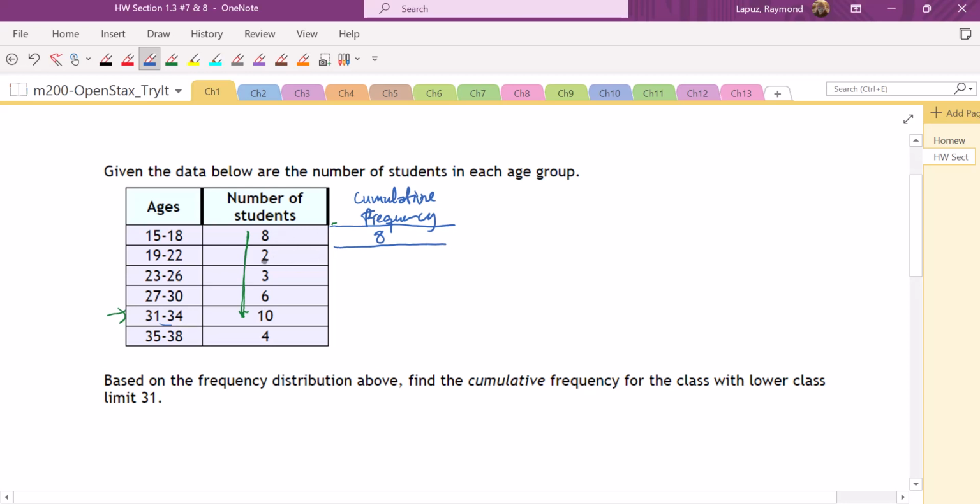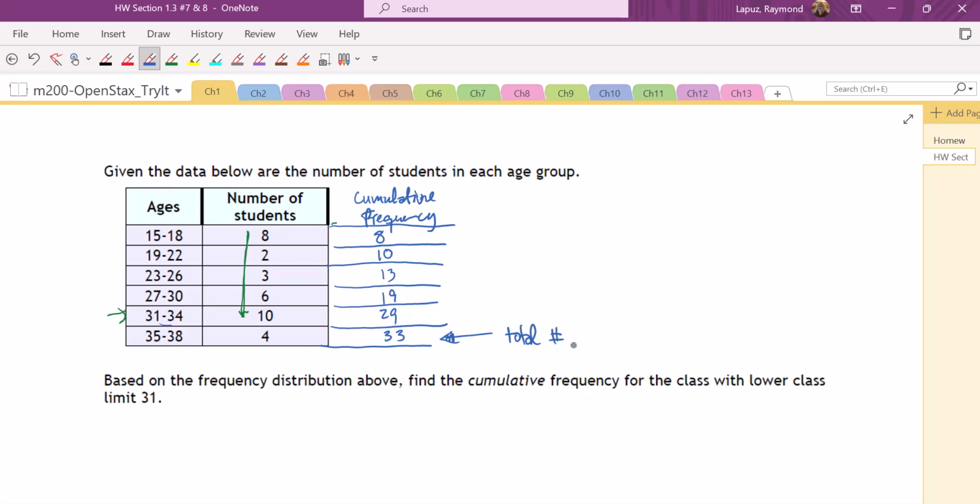So we have 8 for the first one. For the second one, the cumulative frequency would be 8 plus 2. And then the next class, cumulative frequency would be 8 plus 2 plus 3, etc. So we get 19 for the one after that, and then 29. And then this is actually the answer that we're looking for. But if we go all the way through, we're going to get 33 here. And this last value in your cumulative frequency column is going to be the total number for the whole thing. So that would be 33.